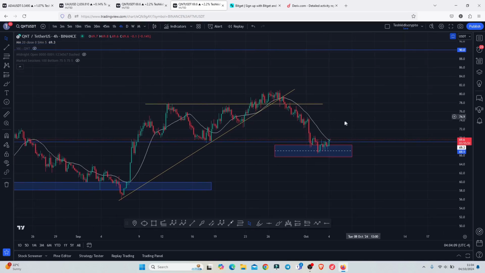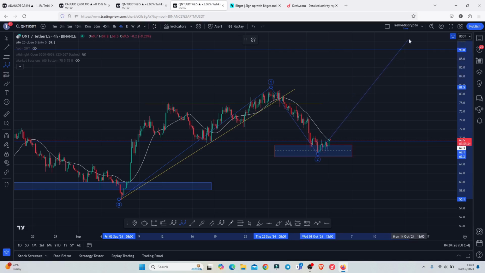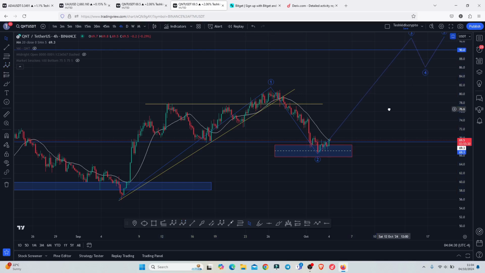And basing my analysis on the additive structures, we can now term this as a wave 1 to the upside, and this pullback over here as an additive count 2. And there are high chances that in the next coming hours we are going to see an aggressive bounce to the upside in an additive count 3, then expect a wave 4 and then a wave 5 to the upside.